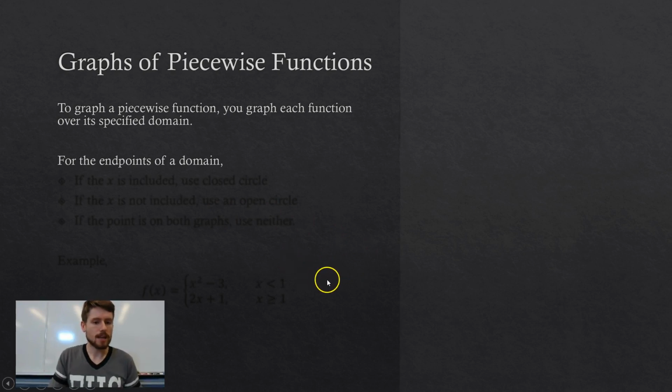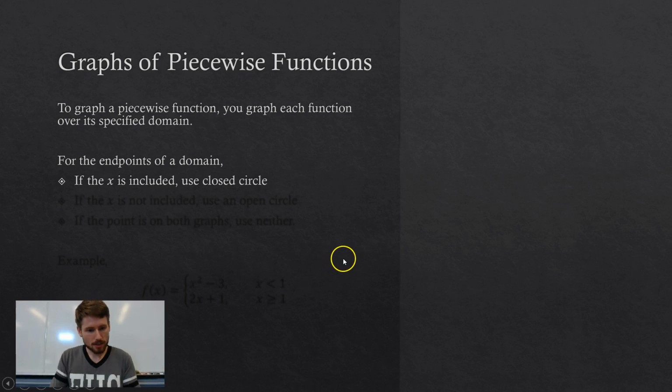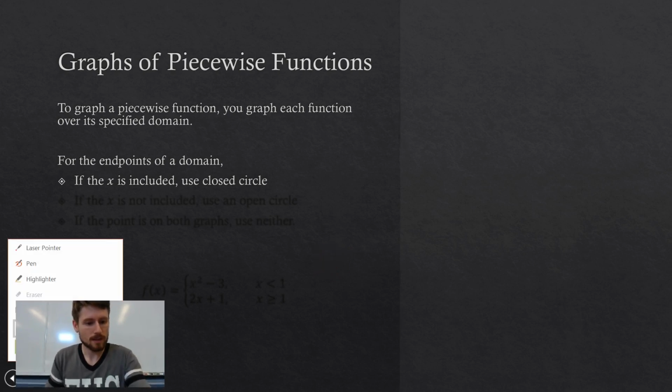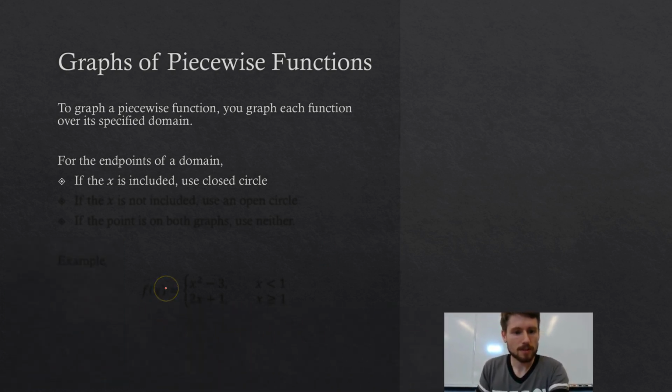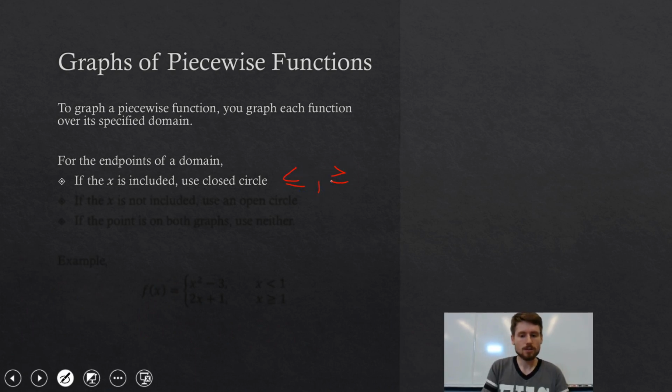Tricky stuff happens at the endpoints. If the x is included, if the number is included, so that's a less than or equal to or greater than or equal to, that's what I mean by included. If this is a less than or equal to or greater than or equal to, then you're going to use a closed circle at that point.